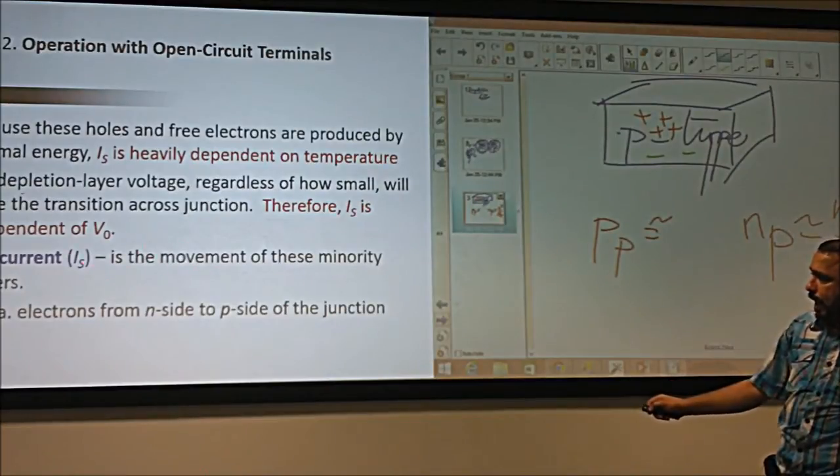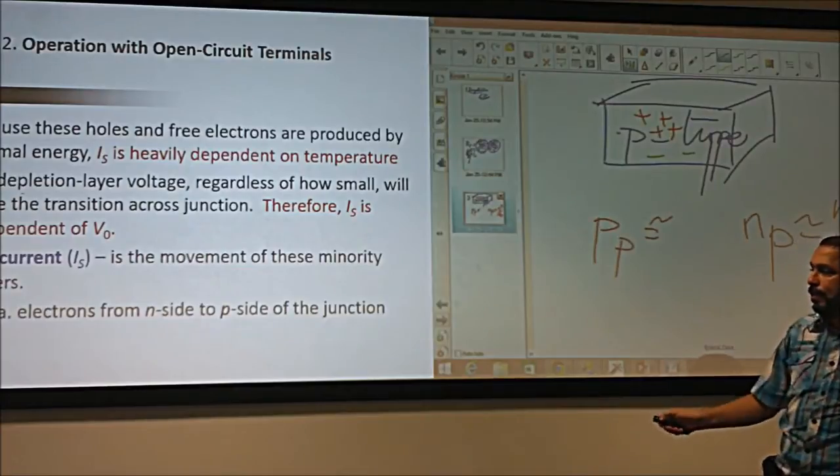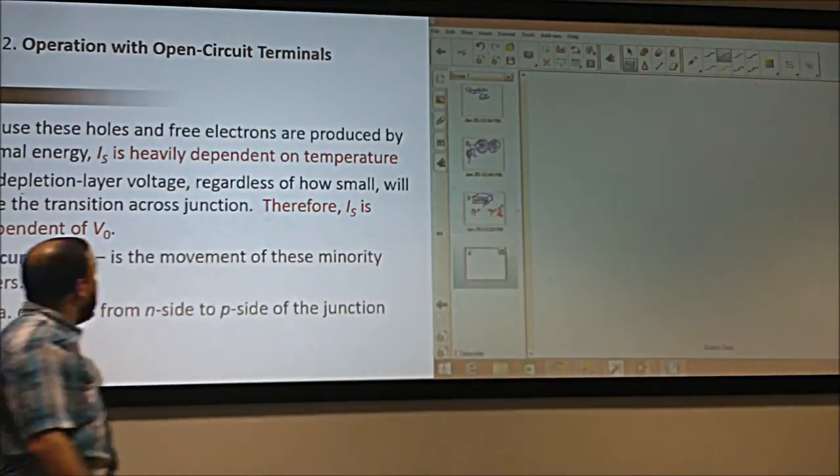Alright, this drift current IS is basically the motion of the minority carriers. Very, very important thing, okay? Alright, good. So let's keep going.